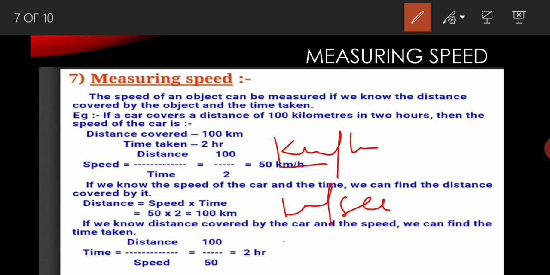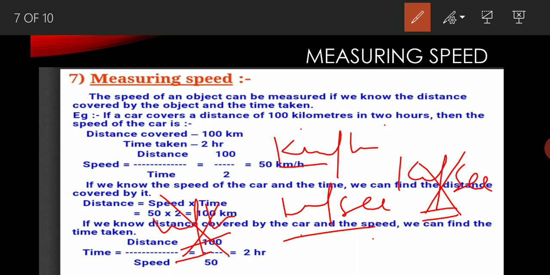Means both units should be in the same form. It will be kilometer per hour or it will be meter per second. It never comes in kilometer per second or meter per hour. If you are calculating in this way, your answer will always be wrong. So just take care of it always.